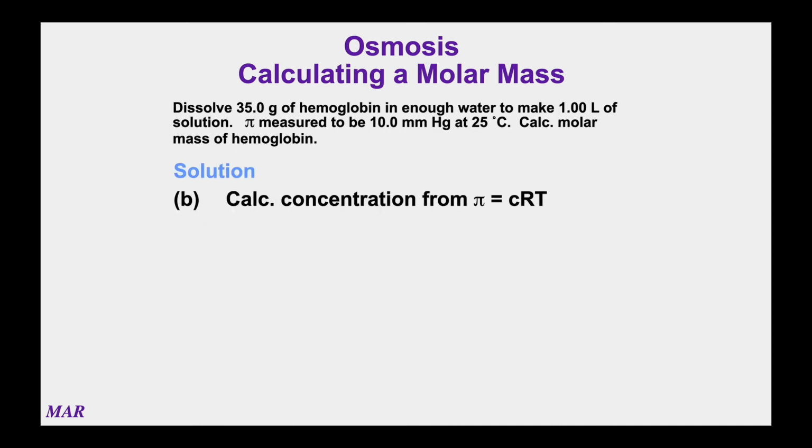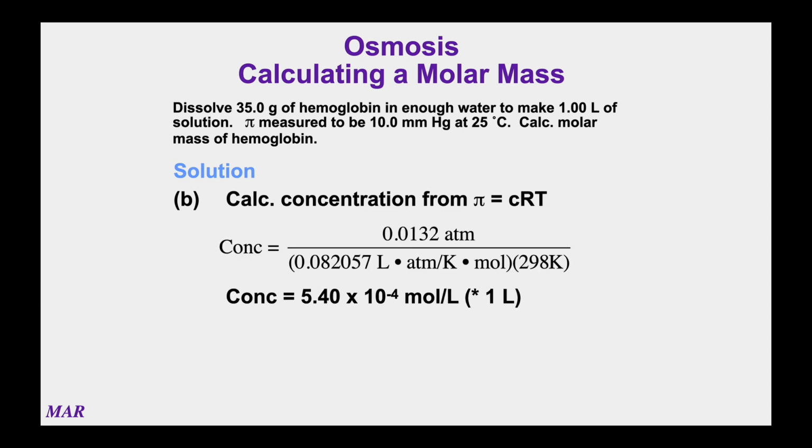That's the osmotic pressure, pi. That's going to equal CRT. We can convert 25 Celsius into Kelvin for the temperature, R is 0.082057, so the only thing we don't know then is C, the moles per liter of the solution. So if you do that, you get 5.40 times 10 to the minus 4 moles per liter. That's the molarity of this hemoglobin solution.